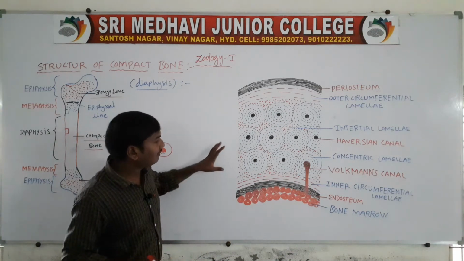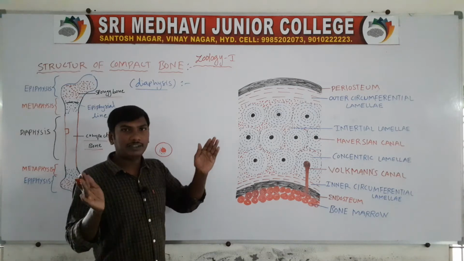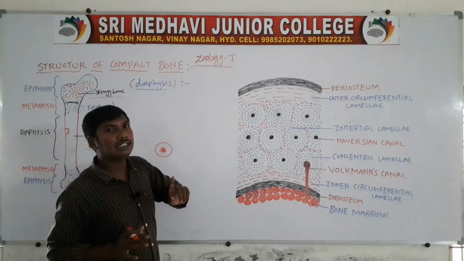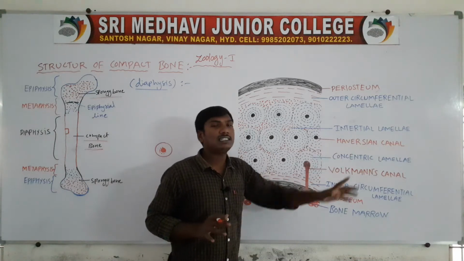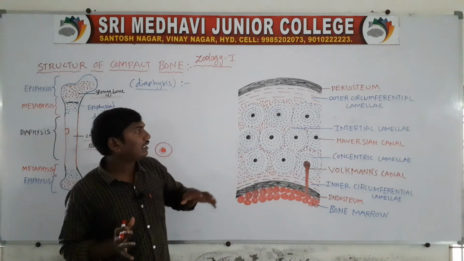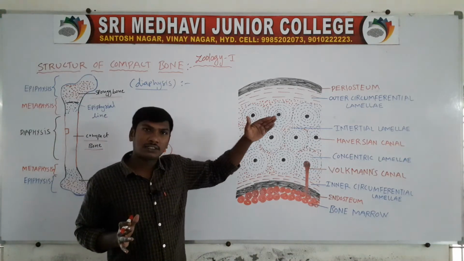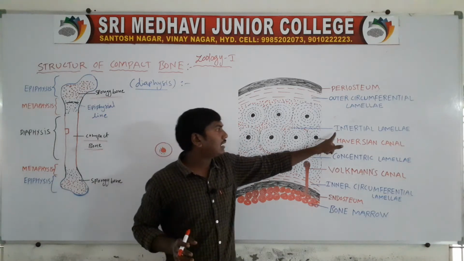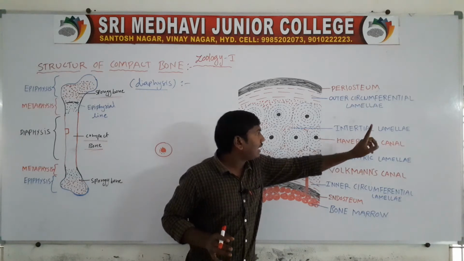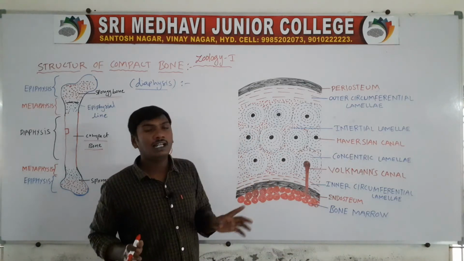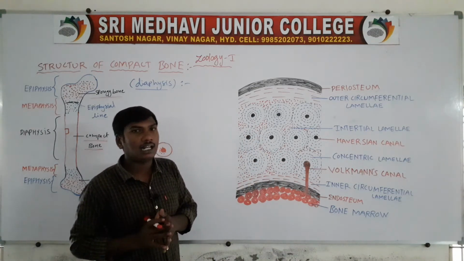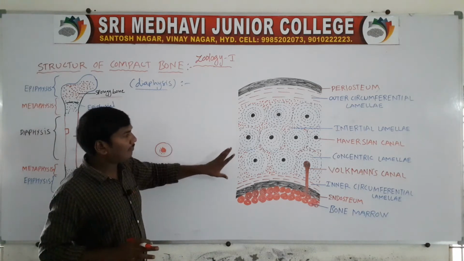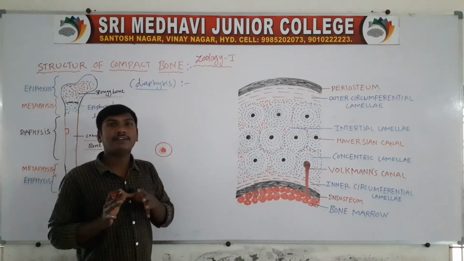Next, between the circumferential lamellae, there are lamellae present. Those lamellae are called the interstitial lamellae. Between the outer circumferential lamellae and inner circumferential lamellae, the lamellae present are called the interstitial lamellae. Next, the interstitial lamellae contain the Haversian systems.